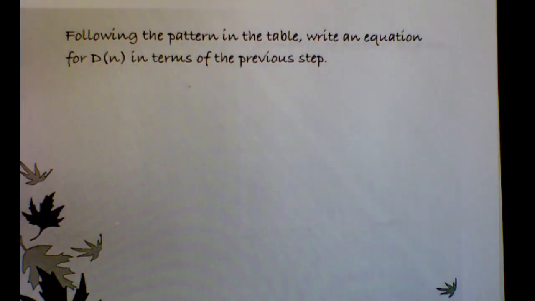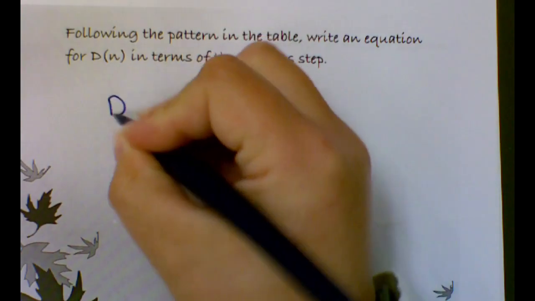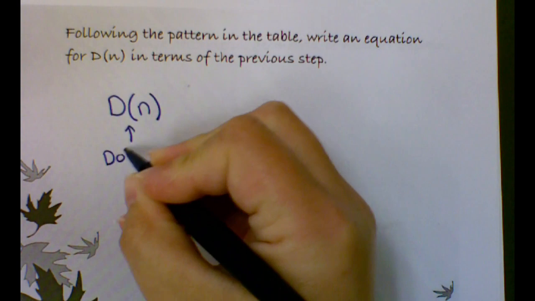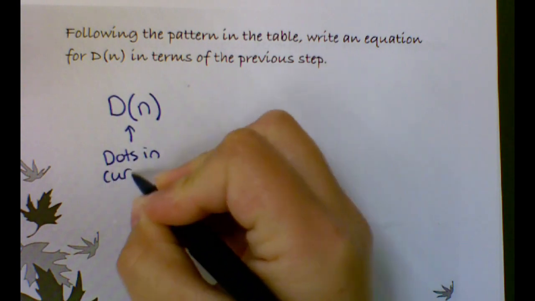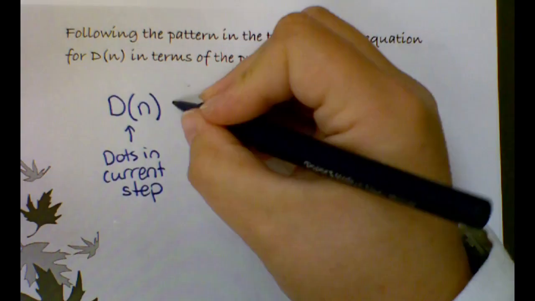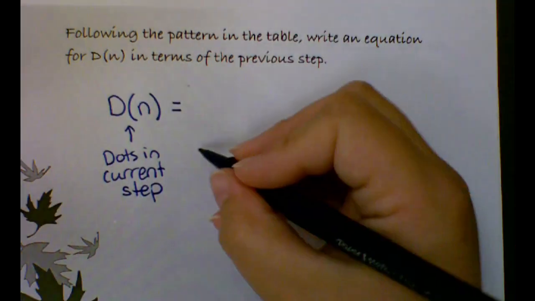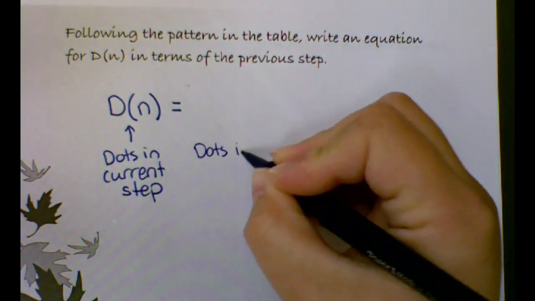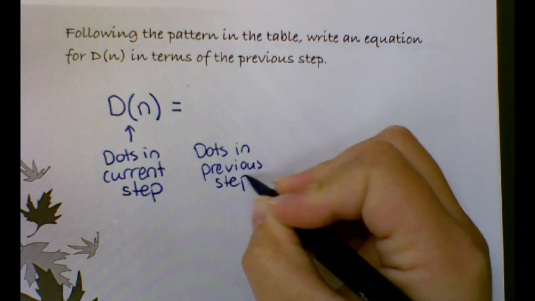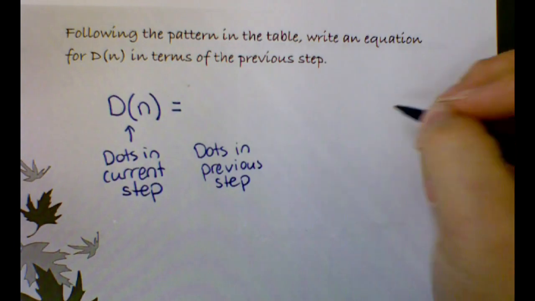Following the pattern in the table, we are going to write an equation for d of n in terms of the previous step. To do this, we write d of n, number of dots in the current step, equals the number of dots in the last, or previous, step, plus the step number.